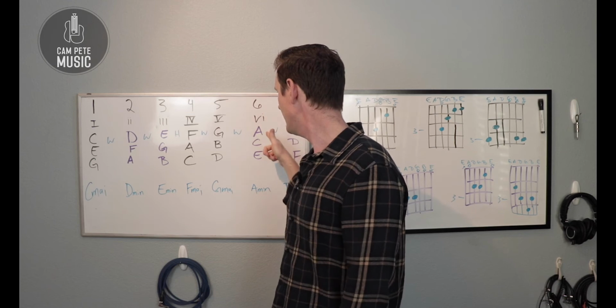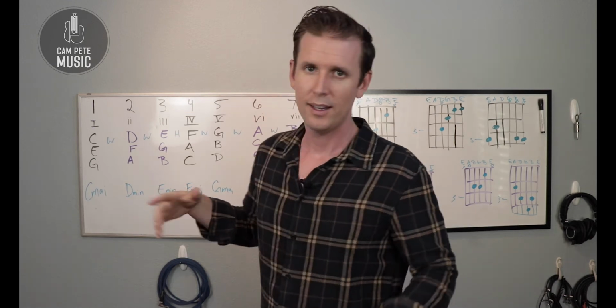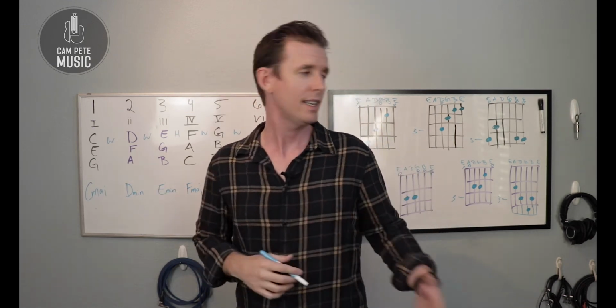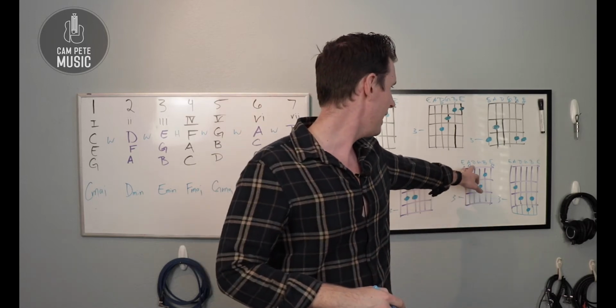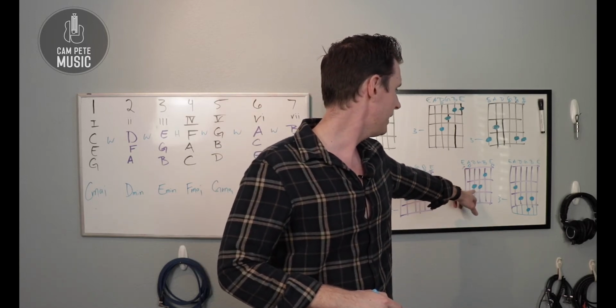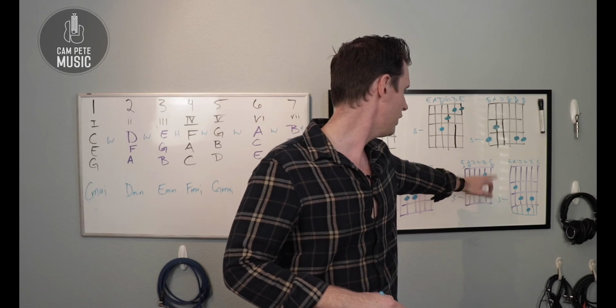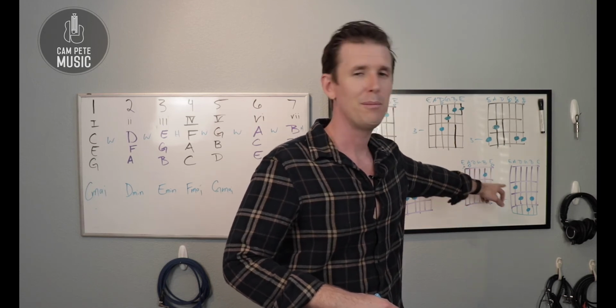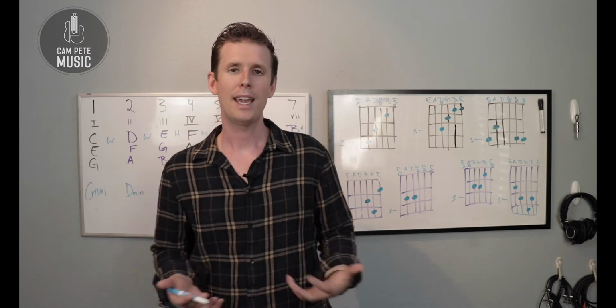6, A, C, and E. In the key of C, A, C, and E. When I put it down on my guitar, A, 2nd fret of my D string is an E, 2nd fret of G is A, 1st fret of my B string is a C. That gives me A minor.